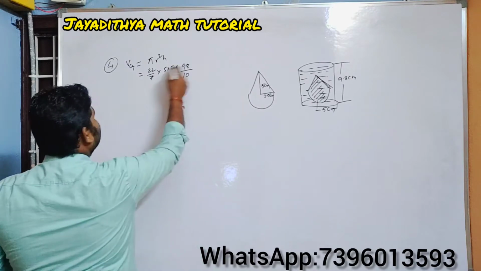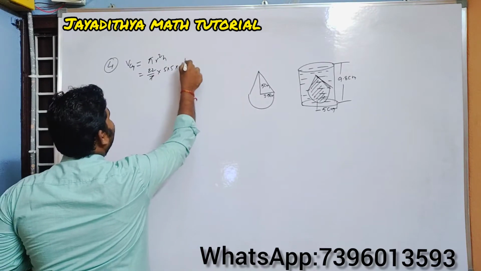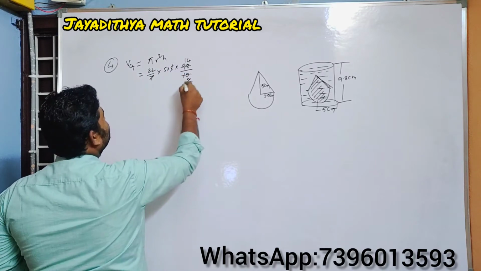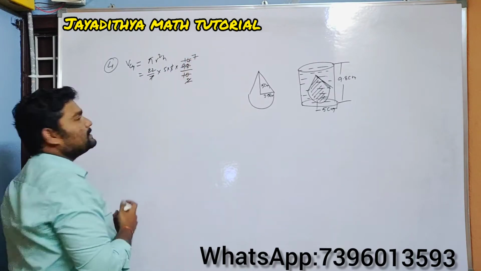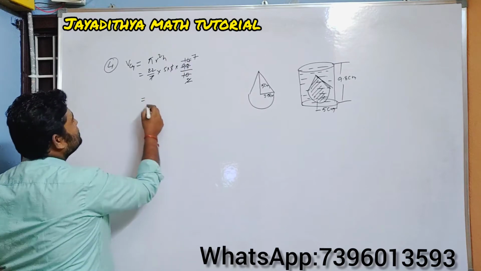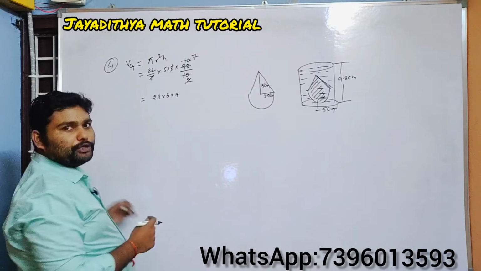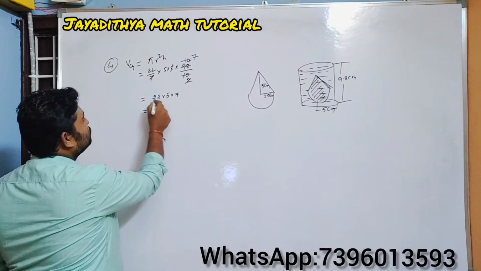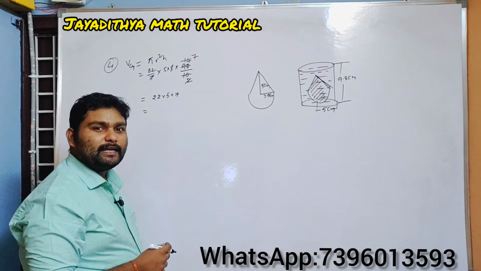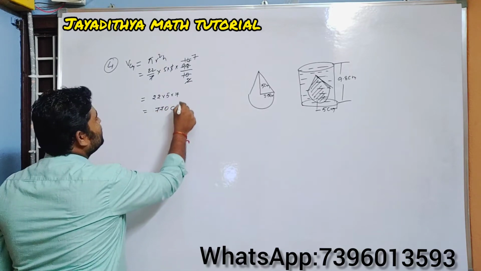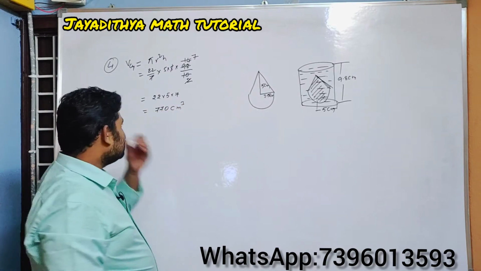If you observe, 7 ones are 7, 7 twos are 14, and 5 ones are 5, 2 ones are 2. You can cancel like that. After cancelling, the answer you get is 22 into 5 into 7. 22 into 5 is 110, and 110 into 7 is 770. So the volume of the cylinder is 770 centimeters cube.